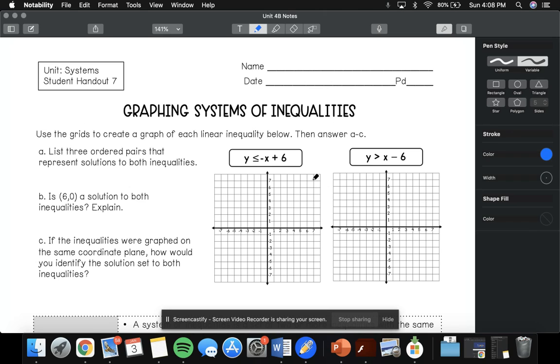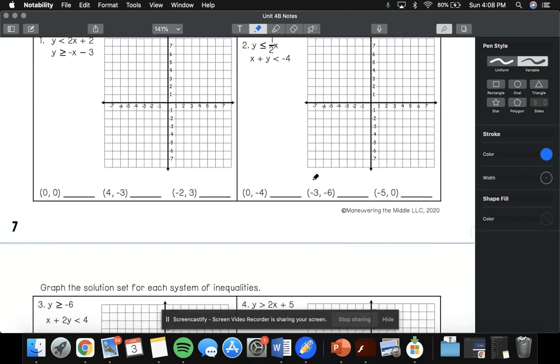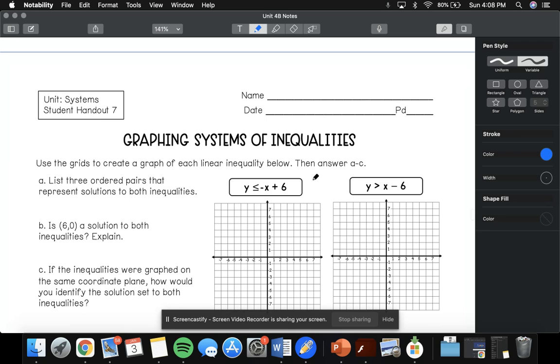Hey, today we are going to be on pages 7 and 8, and we are going to put this together and actually do a system of inequalities. So this is what we usually will see. We've kind of done all of our background stuff, and now we're ready to do a system. Remember that a system just means more than one.